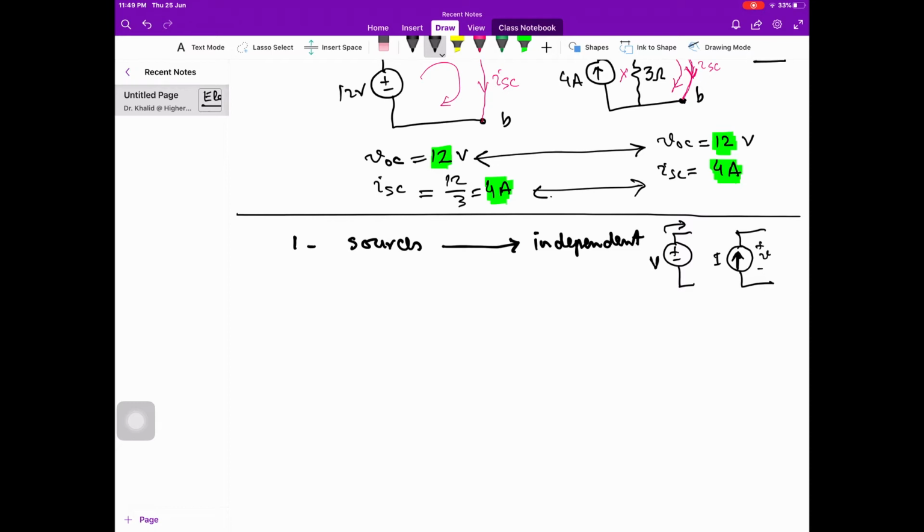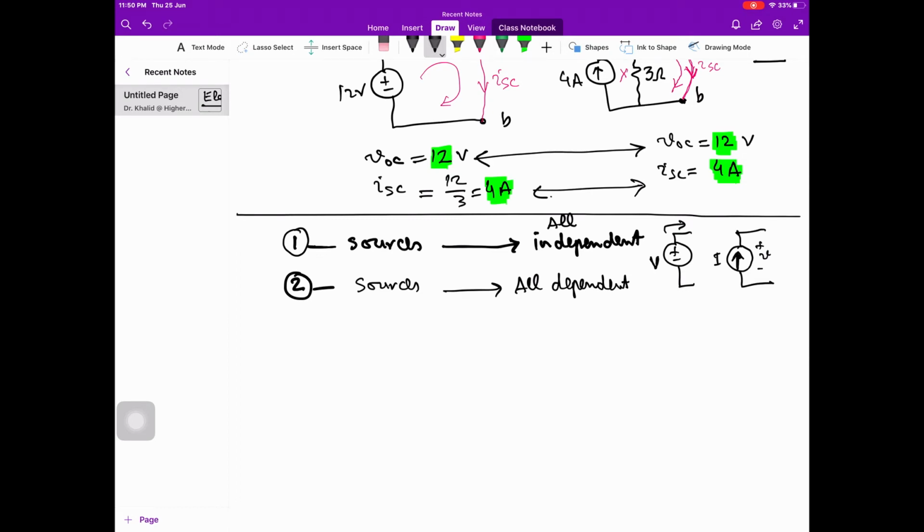So in a circuit, we may have, in a circuit where all the sources are independent sources, this is our case 1, and I will discuss an example of such circuits. So case 2, when these sources are all dependent sources, all sources are dependent.